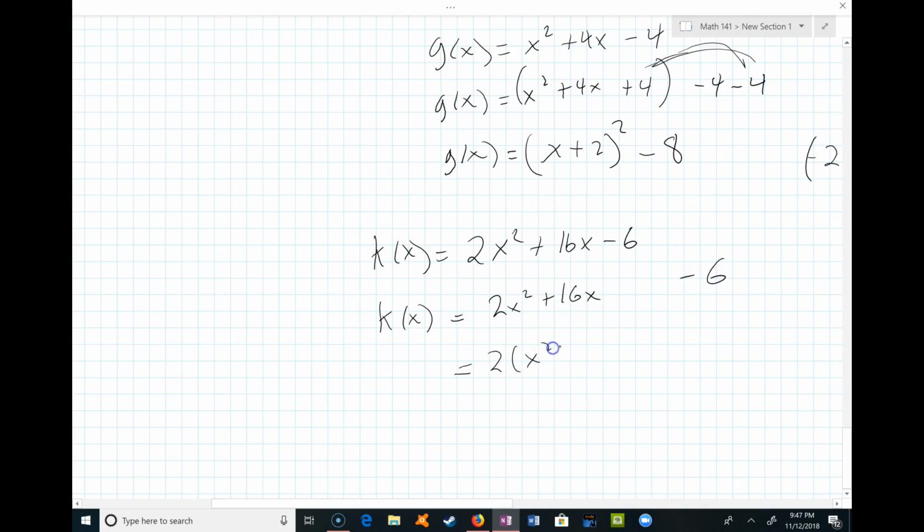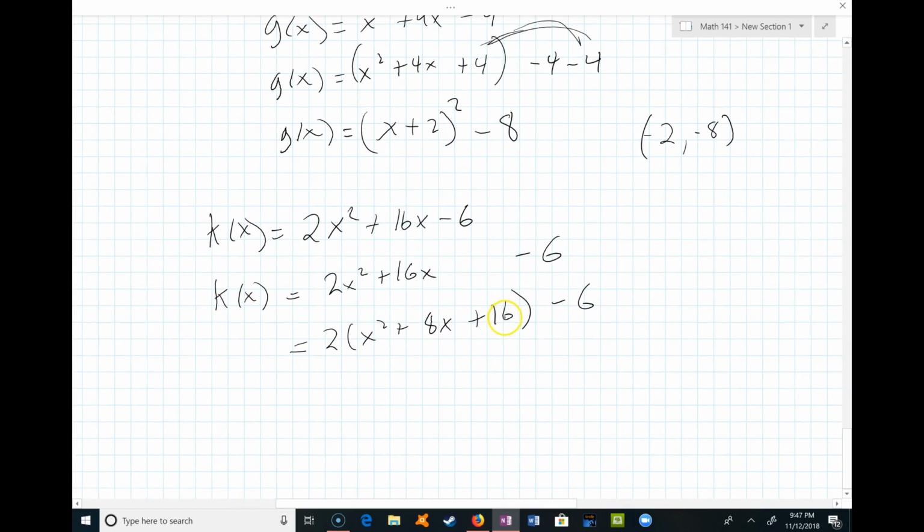So that'd be 2 times x squared plus 8x minus 6, okay? Now, I'm going to complete the square on the inside of the parentheses. So half of 8 is 4, 4 squared is 16. So I want a plus 16 in there. But notice when I put a 16 in there, I'm going to multiply that 16 by 2. So I'm actually adding 32 to the equation, which means I need to subtract a 32 out here. Because again, this 2 is multiplied by everything inside the parentheses. So 2 times 16 is actually 32, so I have to subtract off a 32.